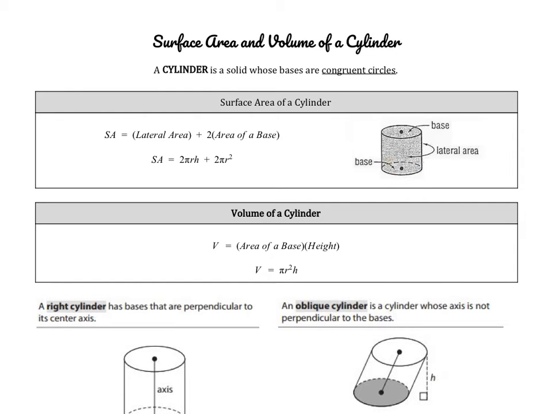Since your base is a circle, the perimeter of your base is 2 pi r. Remember, 2 pi r is the circumference of a circle. So that's just the perimeter of the base times the height. This is exactly the same as the surface area of a prism. And then we do twice the area of the base, and you'll see here we have pi r squared because our base is a circle. So here's the more streamlined version, or formula, for the surface area of a cylinder.